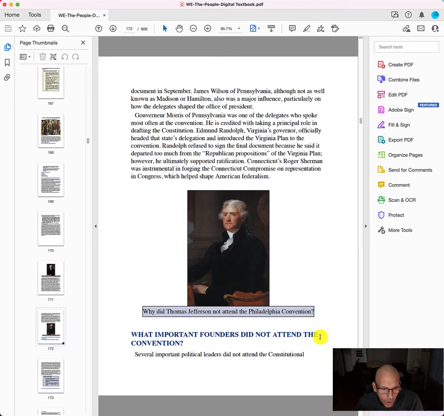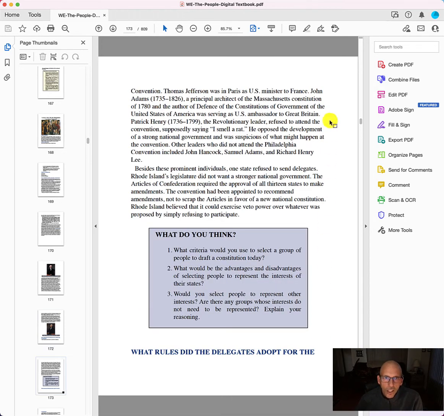Several important political leaders did not attend the Constitutional Convention. Thomas Jefferson was in Paris as U.S. Minister to France. John Adams, principal architect of the Massachusetts Convention of 1780 and author of the Defense of the Constitutions of Government of the United States of America, was serving as U.S. ambassador to Great Britain.